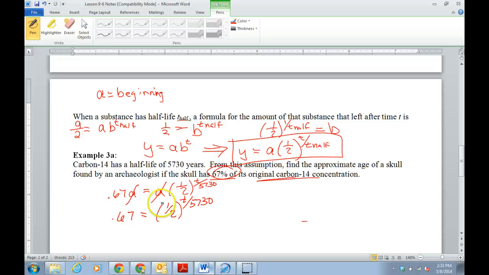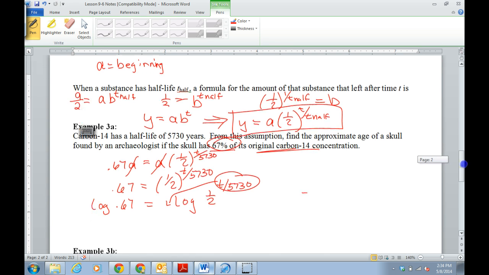Not yet. We have something to an exponent. So what am I going to do? We need to raise both sides to 5,730. Or I can take the log of both sides. Log of 0.67 equals log of 1/2 to the t over 5730. Okay, what happens to my exponent? It moves to the front.